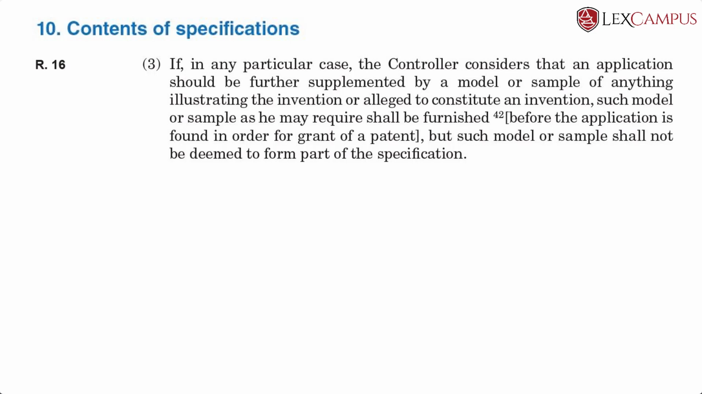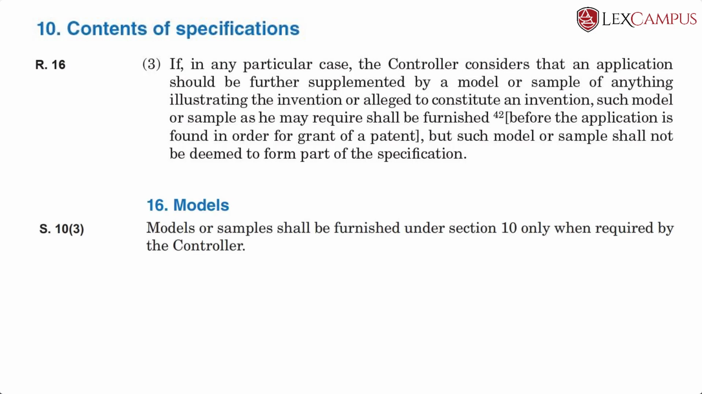Now, this is a critical difference between a drawing and a model or a sample. A drawing is deemed to be a part of the specification, which means if you search for a copy of the specification, you will find the drawings in it. Whereas models and samples, by their very nature, cannot be textualized. So, understand that the drawing and the written part of the specification, because they can be textualized, form a part of the specification, whereas models and samples, it is hard to textualize them. So, they are not deemed to be a part of the specification.